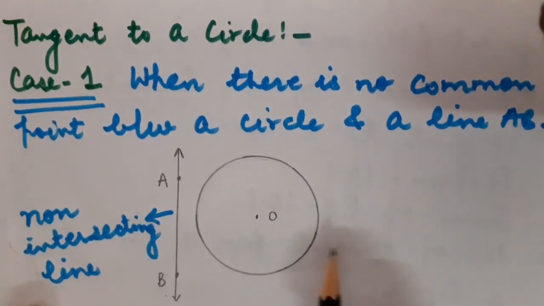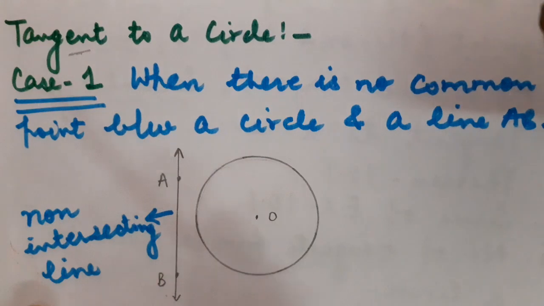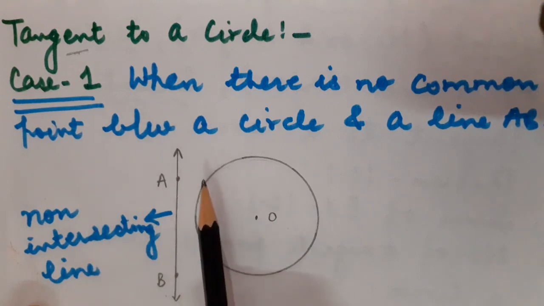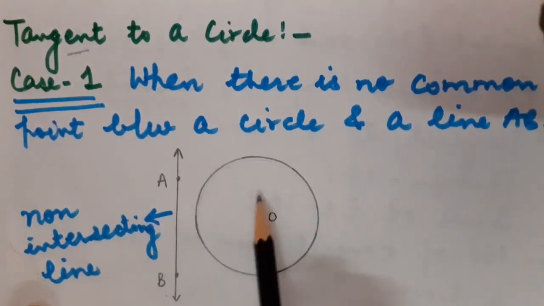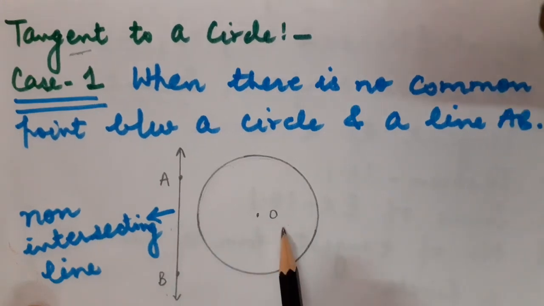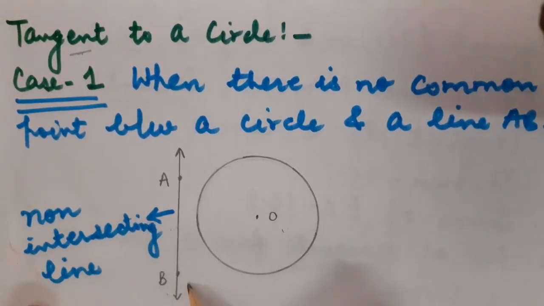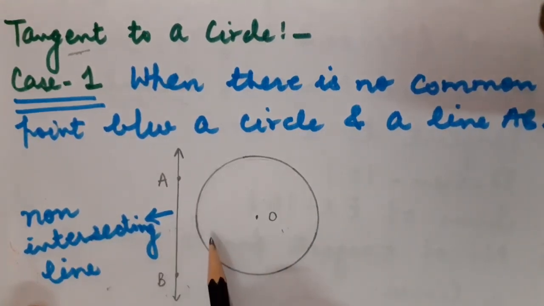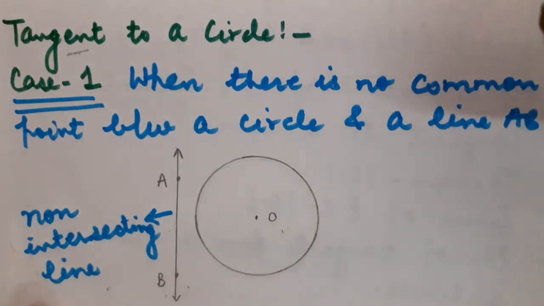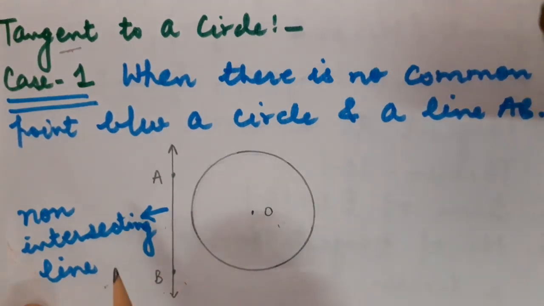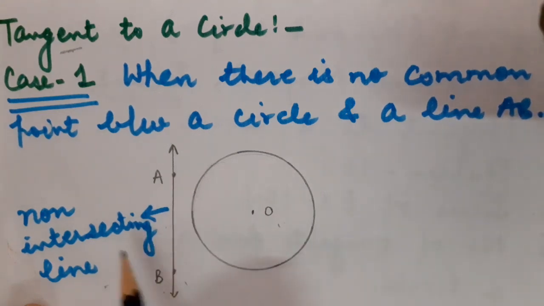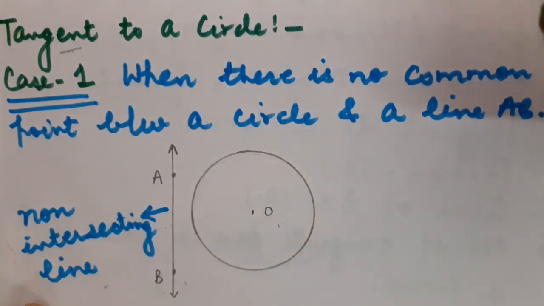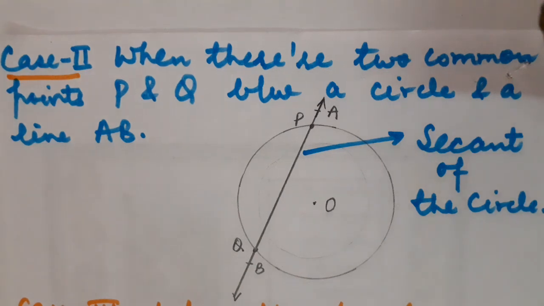As I have told you that when we are going to discuss about the tangent to a circle, it means we are going to deal with a line and a circle. So what is case number 1? When there is no common point between the line and the circle. Then what will you call to such kind of lines? You will call it non-intersecting line because it is not going to intersect a circle at any point. Correct, students? So here we will say that line AB is said to be non-intersecting line with respect to a circle. Correct, children? Now we are going to switch to case number 2.